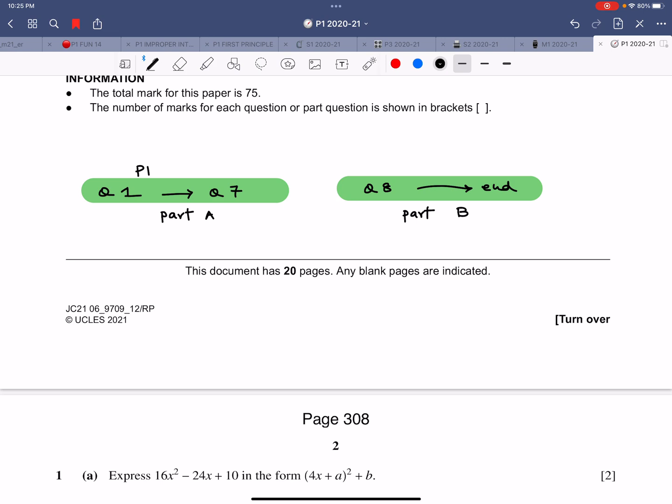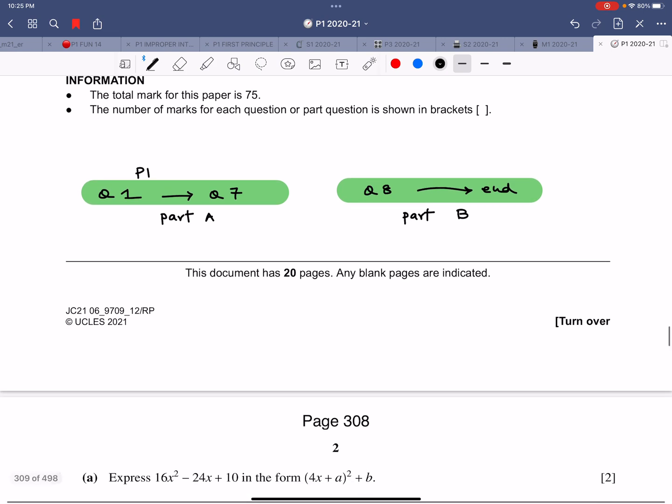So now the time is 10:25. We are starting at 10:25 for the first part, and let's see how much time it takes.